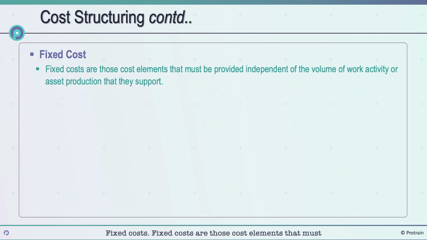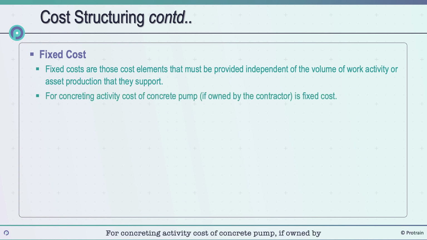Fixed costs. Fixed costs are those cost elements that must be provided independent of the volume of work activity or asset production that they support. These can be either direct or indirect costs. For concreting activity, the cost of a concrete pump, if owned by the contractor, is a fixed cost. Why? Because the cost of the concrete pump is fixed if we do 1000 cubic meter of concrete or 10,000 cubic meter of concrete a day, i.e., irrespective of volume of work done.